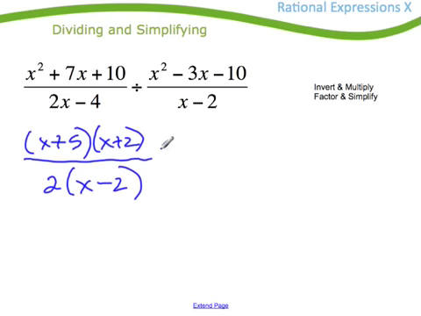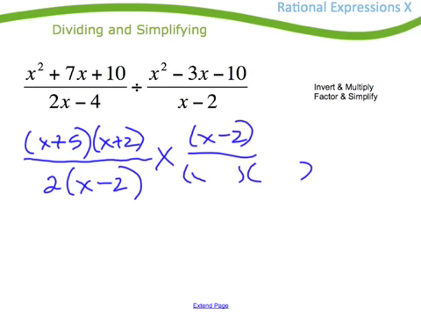When I'm dividing, I'm going to invert and multiply. So the x minus 2 comes up top, and then this goes to the bottom. And let's factor it as we go. So it'll be x minus 5, x plus 2. Is that right? Minus 5 times 2? Yep. And this would be plus 2x minus 5x is minus 3. Yeah, that's correct. Okay, so now I look for common factors of 1.